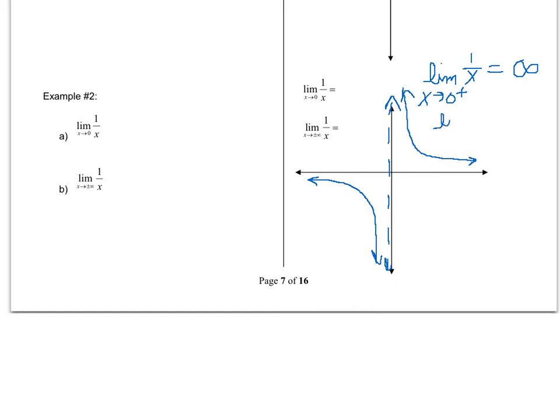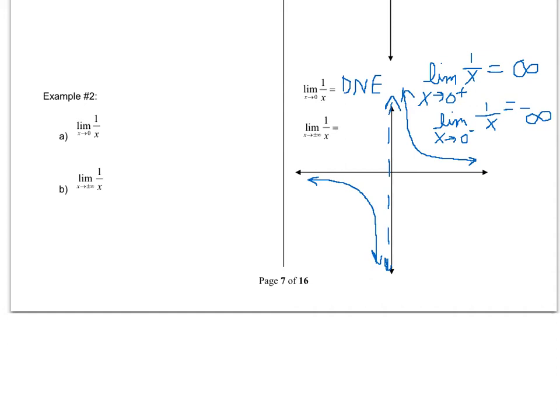You'll notice from the left-hand side of 0, however, you're taking 1 and dividing it by numbers that are getting smaller and smaller, but they're negative. And when you take 1 and divide it by a very, very small negative number, you get a very, very large negative number. The left and the right-hand sides do not match. Therefore, the overall limit as x approaches 0 of 1 divided by x does not exist.